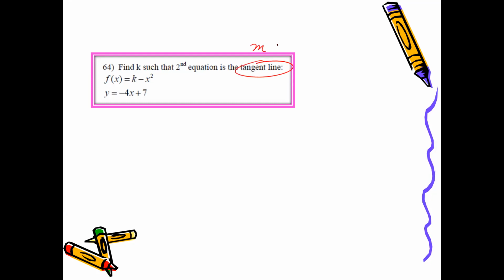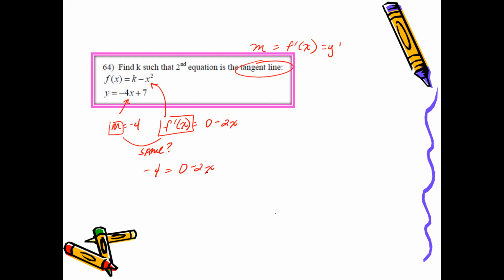Now remember, the tangent line deals with slope, so you probably will have to use f prime of x somehow. Now it's given to you, as I'm looking at this, that your slope is -4, and that this is your f of x. So if I find the first derivative of f of x, which is f prime of x, the derivative of k, which is a constant, is just 0, and then the derivative of -x squared, you just apply the power rule, is -2x. Well, isn't slope and f prime of x exactly the same thing? Yeah, they are.